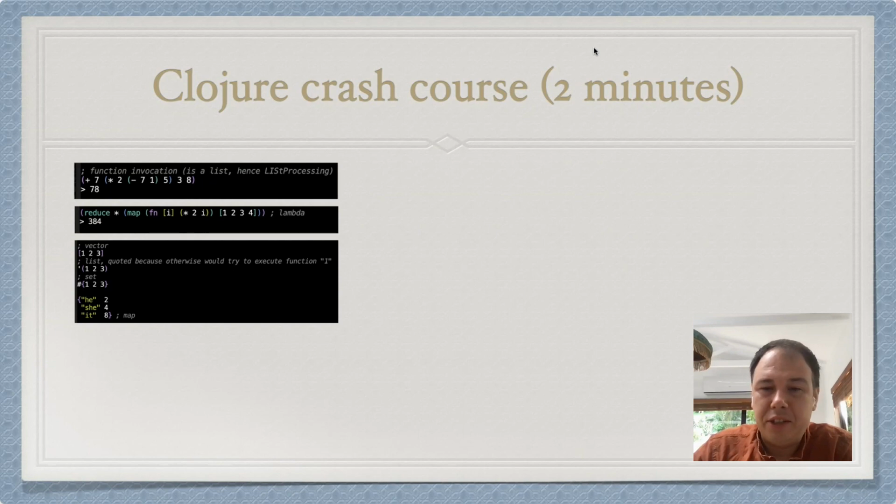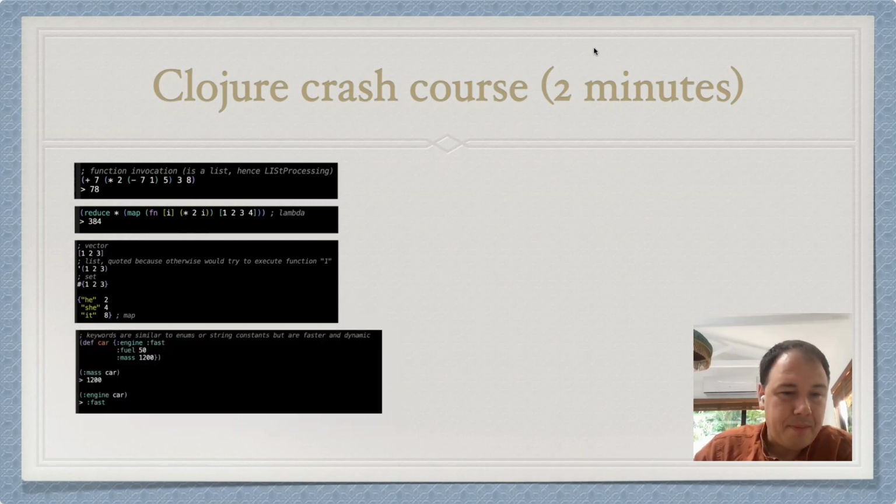And all those data structures are immutable. So yeah, this is the data structure access. So we can just use keywords as functions to extract stuff from maps, for example.